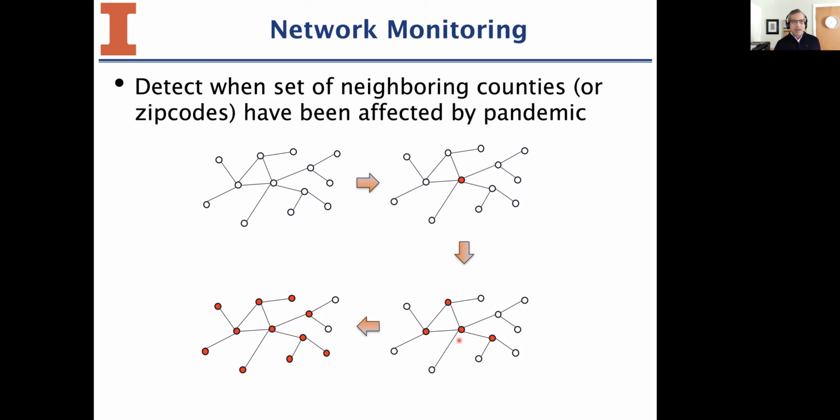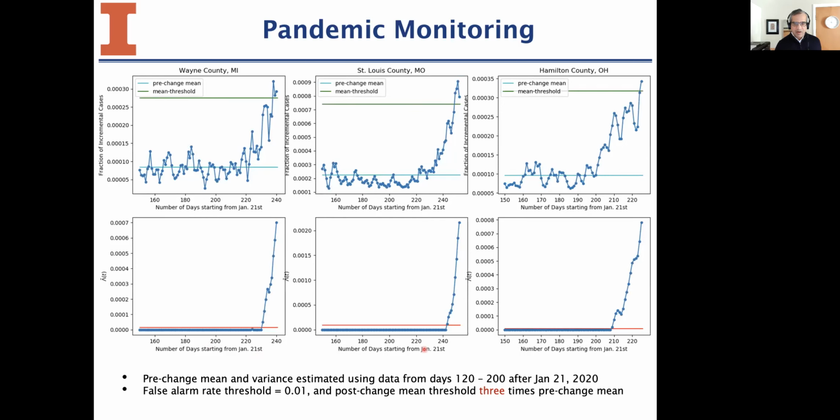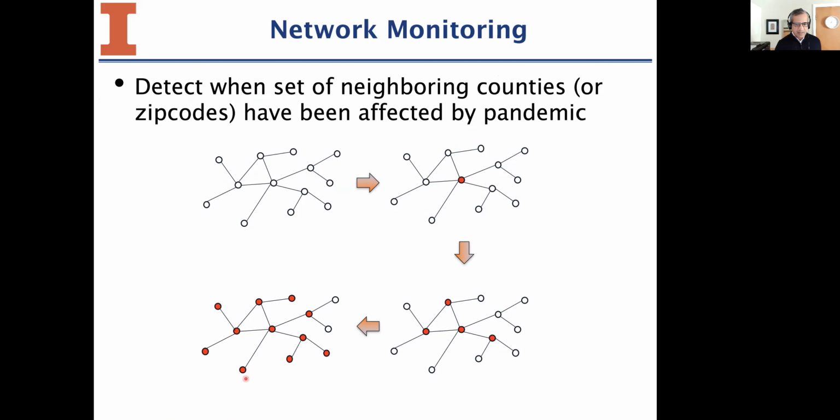So one can use the statistic that we developed on a county by county basis, and we have ways to combine these statistics to detect when a subset of neighboring counties simultaneously exceeds certain infection rates. So that's another thing that can be done using these quickest change detection procedures. And that might be useful, especially if there's mobility between neighboring counties. You could control that to control the spread.